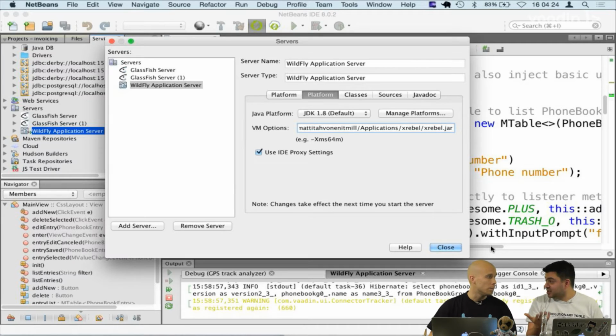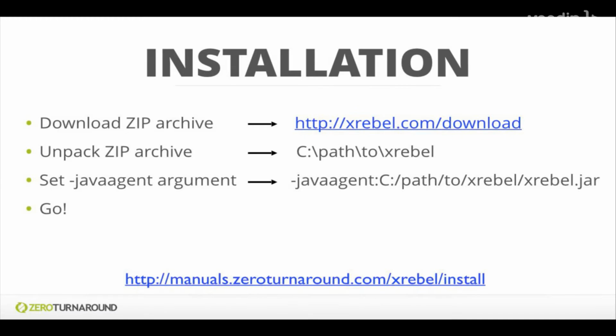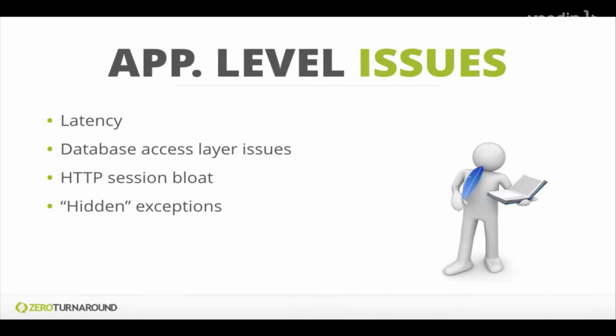Once you next restart your application, it'll be there and attached to the JVM. That's pretty much it. And there's also a link there at the bottom to grab our documentation if you need to. So, what do we actually find? App level issues, okay?